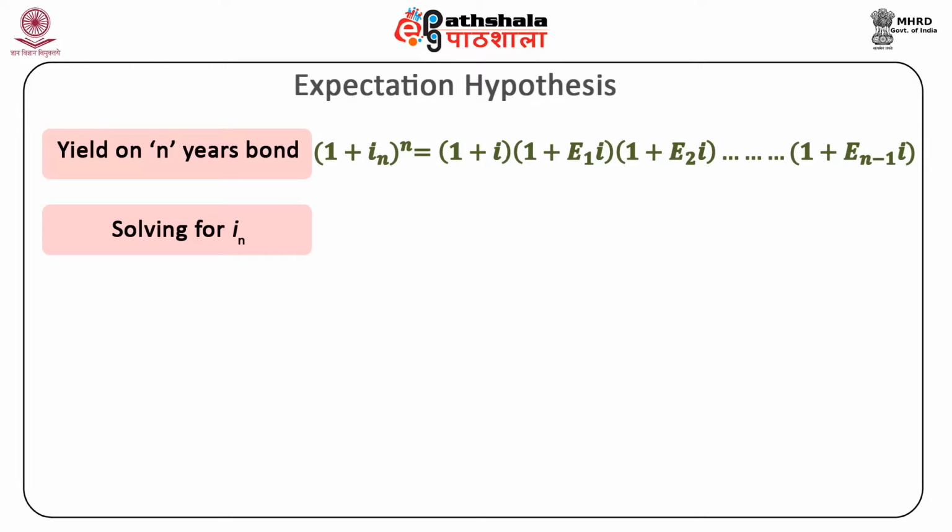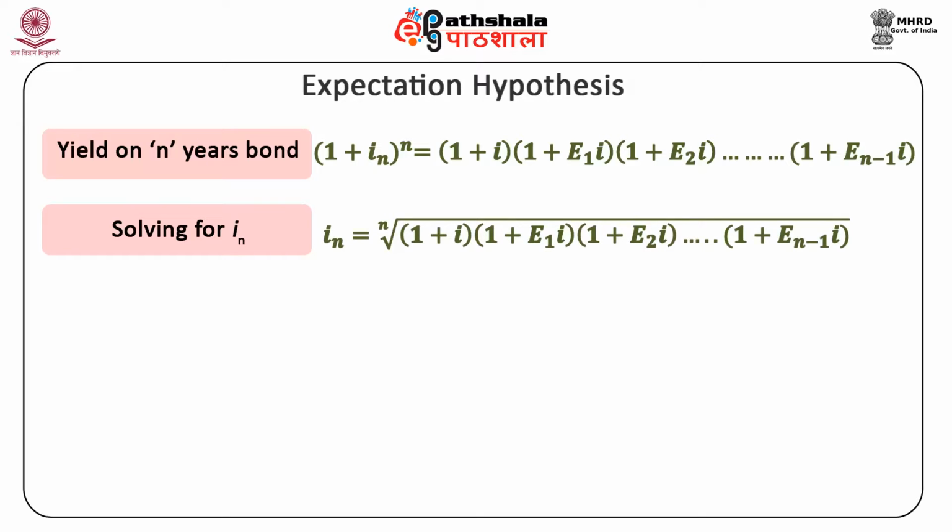Solving for In from the above, we get In equal to the nth root of (1 plus I) into (1 plus E1I) into (1 plus E2I), and so on till (1 plus En minus 1 I). We can see that the amount we get from the above condition is very close to the simple average of the current and expected 1-year yields.